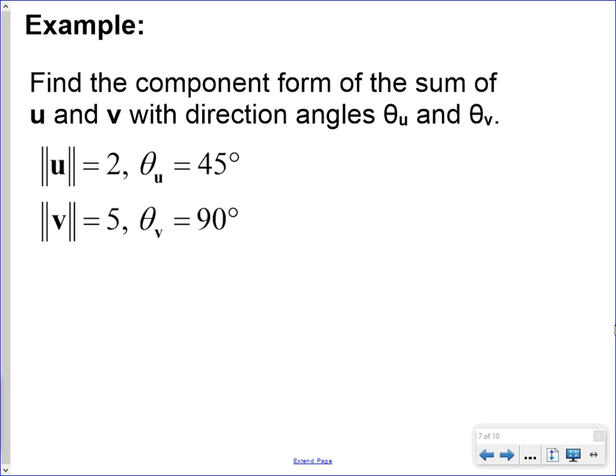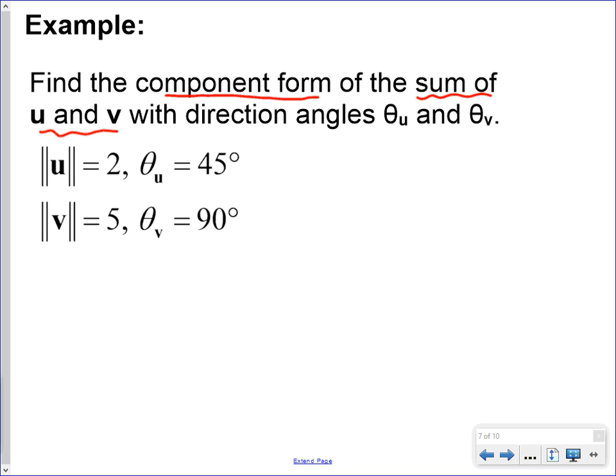When I read my directions, I want to make sure I know what I am actually going to try to do. My answer should be a component form. So I want a horizontal component and a vertical component. And it's the component form for the sum of u and v. So that means I'm going to need to add u and v together.